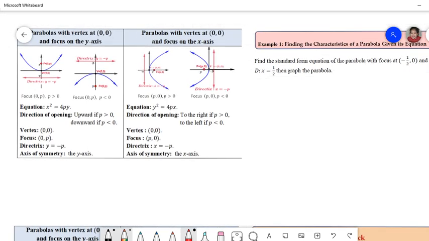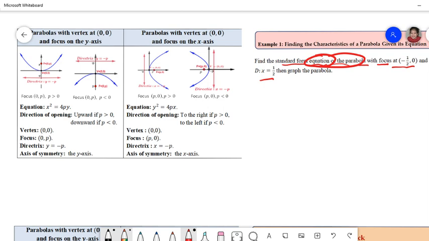Okay, now this time let's look at this question. It says, find the standard form equation of the parabola with focus at (-1/2, 0) and the directrix x equal to 1/2, and graph the parabola. So it's asking for the equation of the parabola.